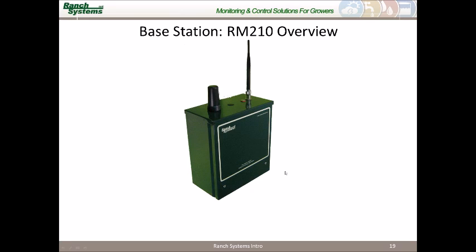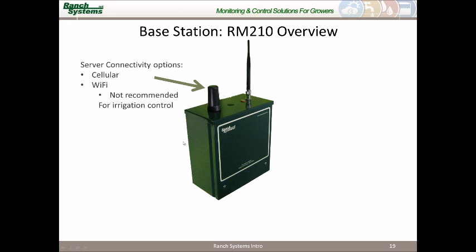So a little bit of a discussion on the RM210. This is a base station. You may be already familiar with it. The server connectivity to the cloud can be with a cellular or Wi-Fi, but it's not recommended for irrigation control, though it is listed as an option.